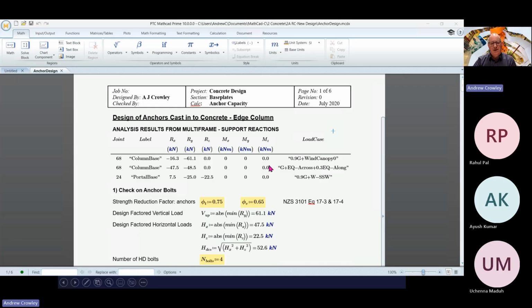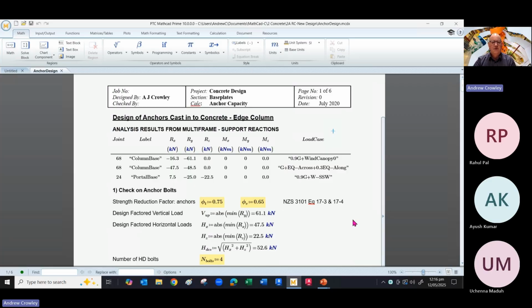So what loads do we have? And I've taken this straight out of Multiframe and it's gone via Excel. Interestingly, if you cut and paste from Excel into Mathcad, it automatically creates a table. A table is just another way of presenting a matrix. So these values here are effectively a matrix. And you then populate the units and the variable value.